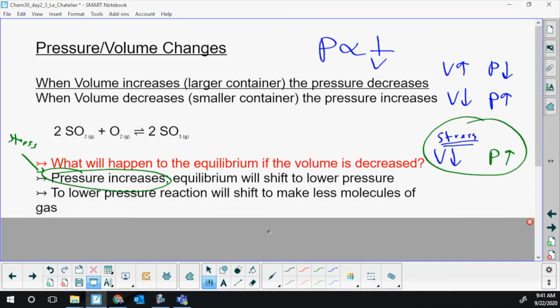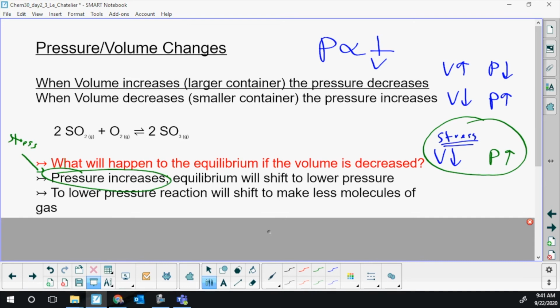To lower pressure, the reaction will shift to make fewer molecules of gas. If you have fewer molecules, pressure goes down. From Chem 20 kinetic molecular theory, we don't care how big a molecule is. We treat all ideal gases as points, whether it's tiny little hydrogen gas or propane gas, which is way bigger, 3 carbons and 6 hydrogens. We treat them all as a point source. Their size does not matter. Their mass does not matter. It's just how many you have.